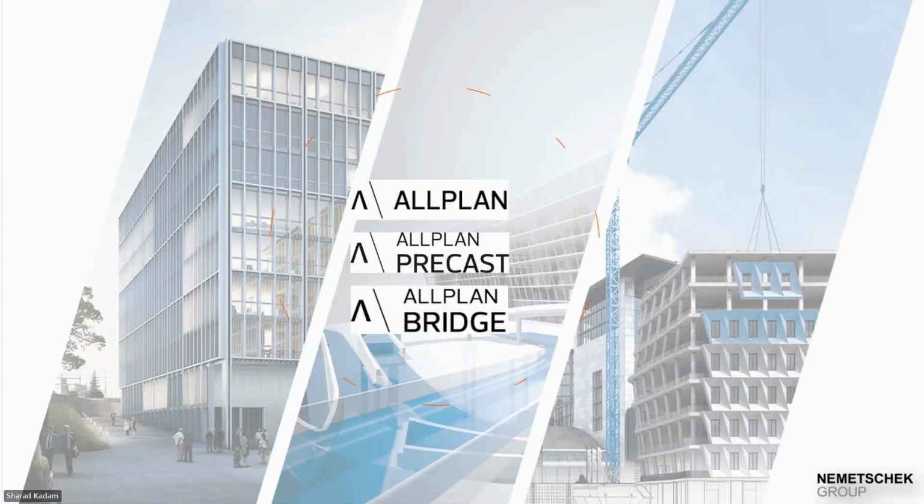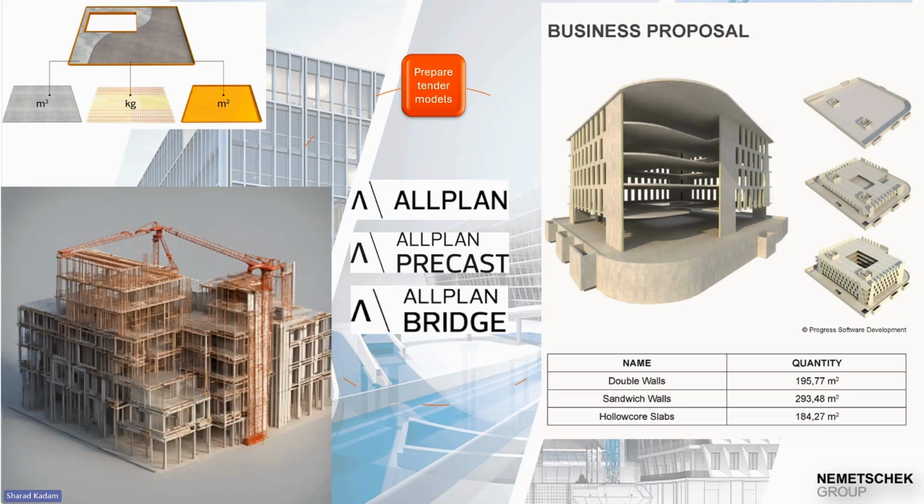I will just summarize whatever we have seen today. We have seen about Allplan. Allplan can be used for the first part, that is preparing the tender models. We can do some quick tender models, and these can be used for tendering purposes. Once this 3D model has been created, we get a complete quantity of how many walls are needed, how many hollow core slabs are needed, what is the cubic meter volume or the square meter needed. All this data can be easily taken from this particular model.